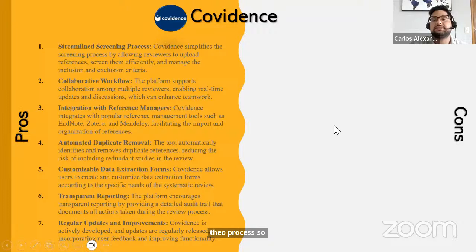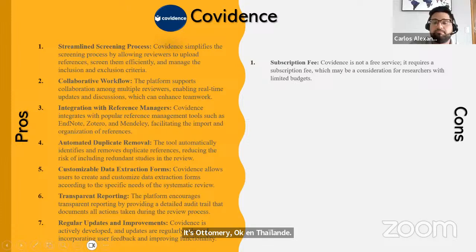Also, Covidence is very well supported. You have a whole team taking care of the platform. So you have many updates and it's very easy to communicate with them, which is amazing. Every time I have a problem with Covidence, I just send them an email, and sometimes they even fix the issue within a few days.